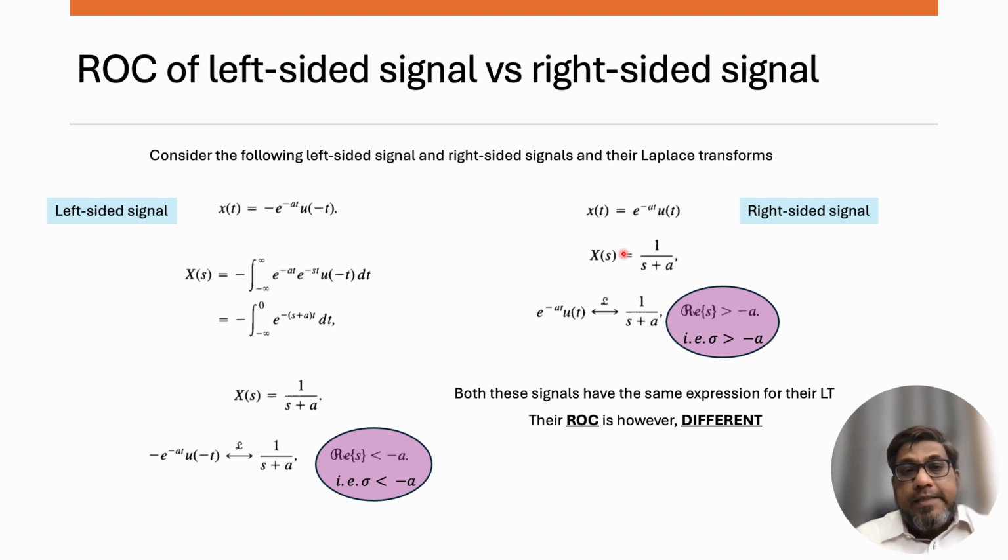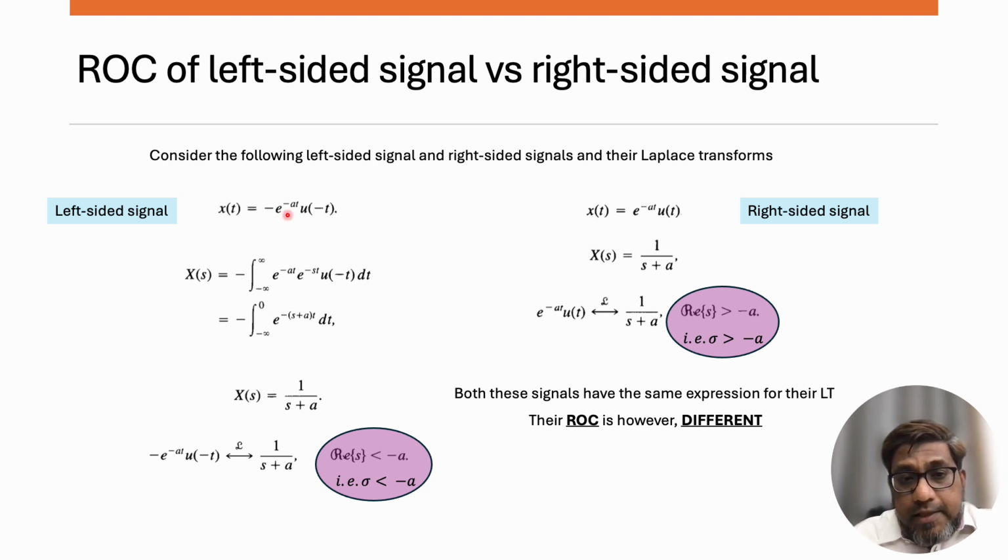Okay, extending this, we can now think about what the ROC of a left-sided signal would look like. Intuitively, you can say that for a right-sided signal, if the ROC extends to the right of some line sigma, then for the left-sided signal, the ROC would extend to the left of some line passing through some value of sigma, right?